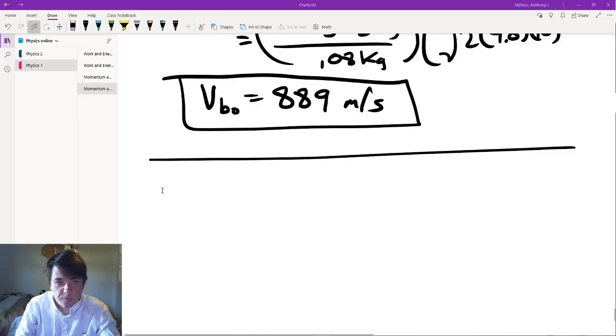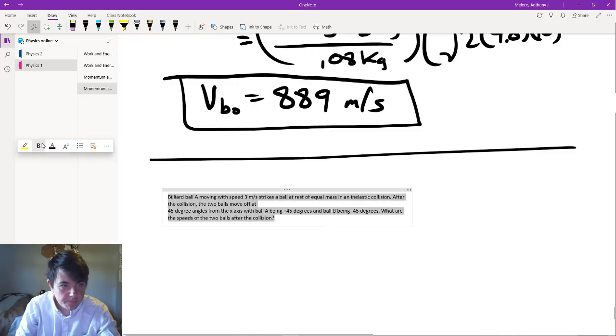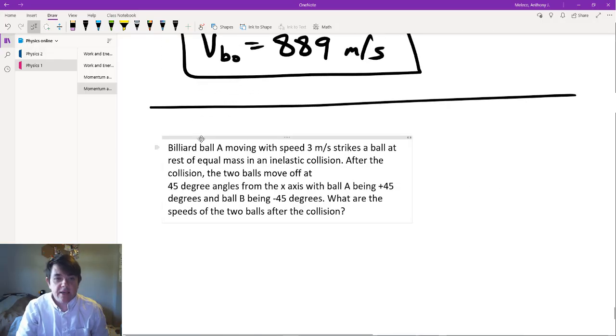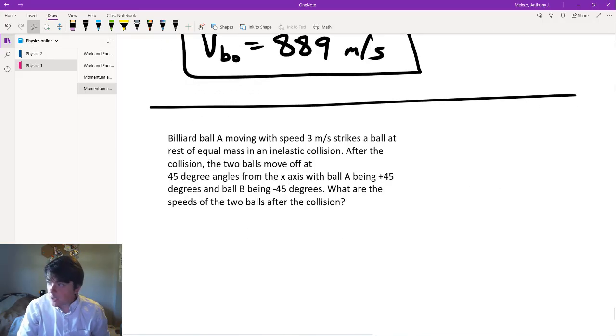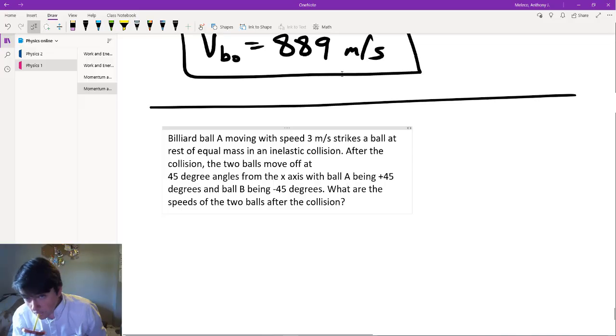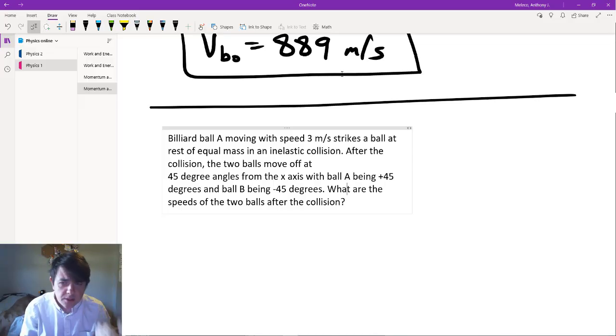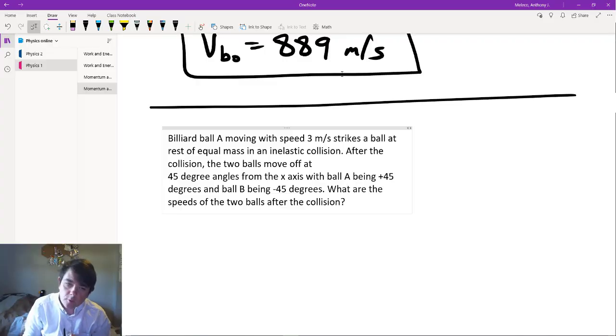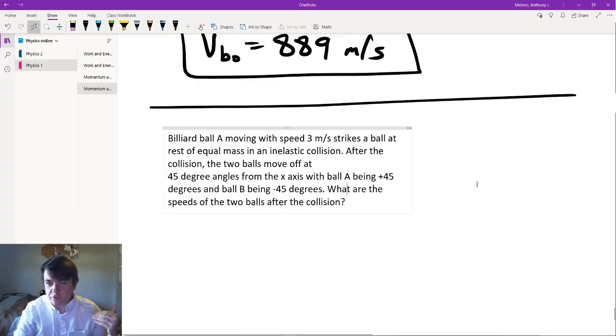The final problem is again billiard balls, everyone's favorite. Okay, and this is our 2D momentum problem here. Okay, so billiard ball A is moving at speed 3 meters per second, and it strikes a ball at rest of equal mass in an inelastic collision. After the collision, the two balls move off at 45 degree angles from the x-axis, with ball A being plus 45 degrees, ball B being minus 45 degrees. And we want to know what are the speeds of the two balls after the collision.